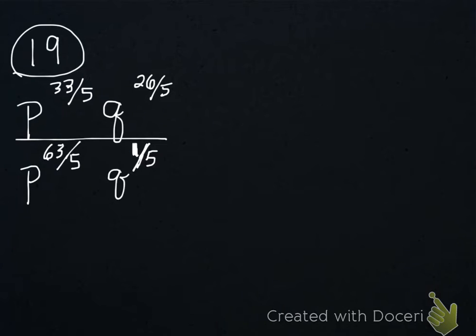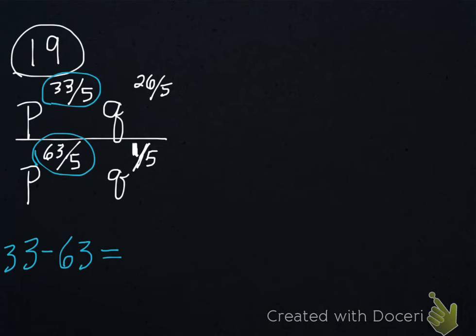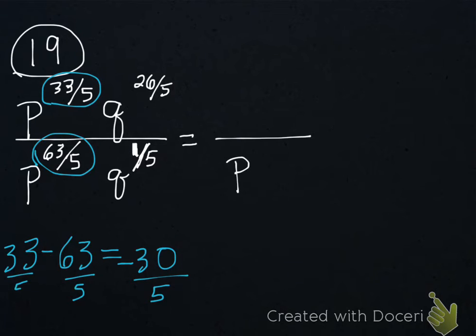Number 19. It's actually number 15. So let's look at it. The P's. I have 33 over 5 and 63 over 5. So I know I'm going to take 33 minus 63, which is what? That's negative 30. Okay, it's negative though. So that means the P is going to live where? In the denominator. But that 30 is not the whole thing, right? That 30 is actually over 5. So what is 30 divided by 5? 6. So I have P to the 6th in the denominator.